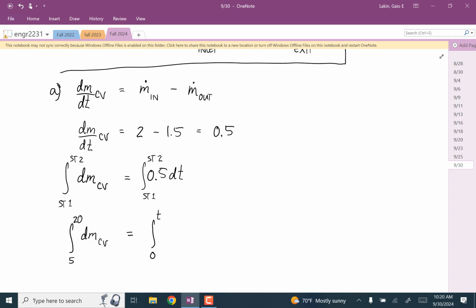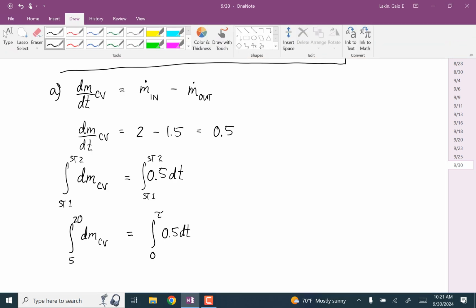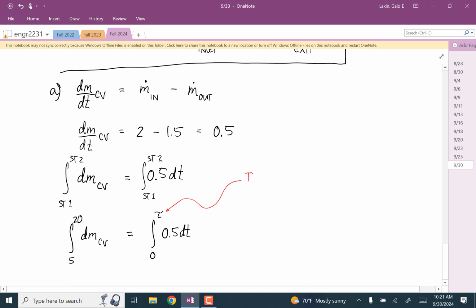Really, if you're doing this in a math class, you should be careful that your dummy variables for the integration are different than your variable for the limit. You see people do this pretty often with just t's everywhere. But really, we're trying to calculate this time tau, okay? And this is 0.5 dt. So this tau then is the time to fill the tank. Everyone with me on this?